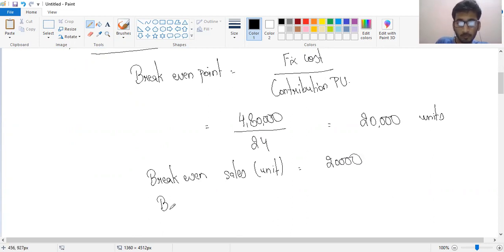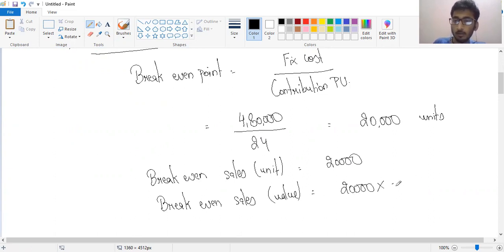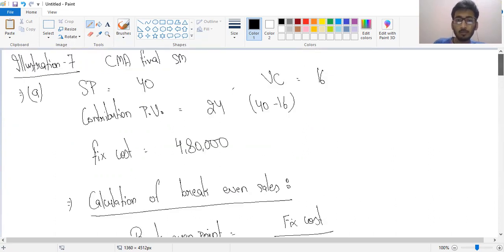And break even sales in value, it would be 20,000 multiplied by 40 because sale value is 40. So break even sale would be 8 lakh rupee. Sale price is 40. Okay.